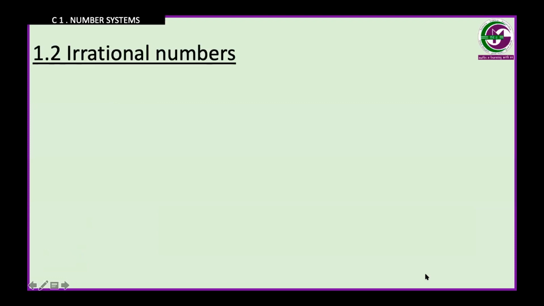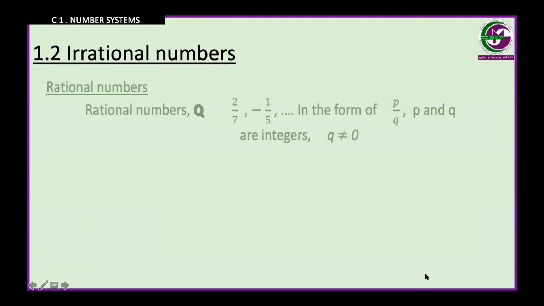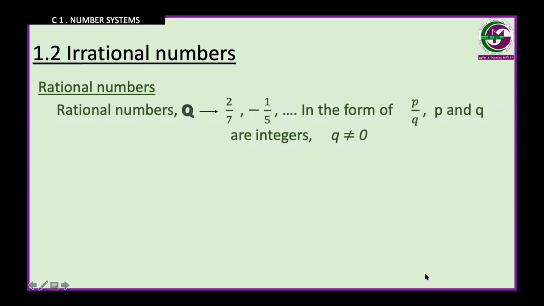A quick review of what you studied yesterday. It was about, very good, rational numbers. And you know what rational numbers are? It is a number which is represented by the letter Q, which is in the form of a numerator and a denominator. It can be a positive or negative number, but the denominator cannot be equal to 0. That's what we studied yesterday.